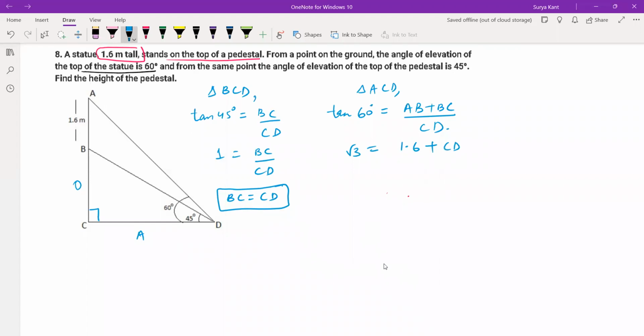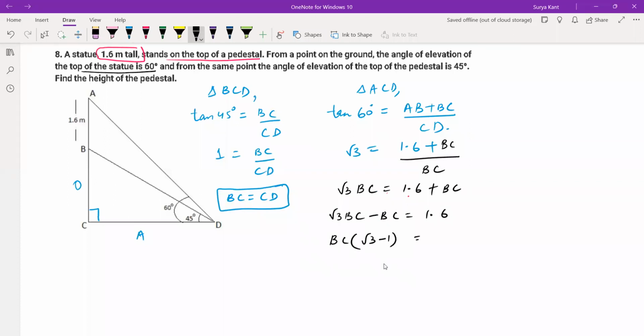What do we have to find? The height of the pedestal, so BC. Write BC as it is; we have to find BC, so don't change this one. Now do cross multiplication. √3 BC is equal to 1.6 plus BC. Then we can write √3 BC minus BC is equal to 1.6. Take BC common: BC times (√3 minus 1) is equal to 1.6. So BC is equal to 1.6 divided by (√3 minus 1).